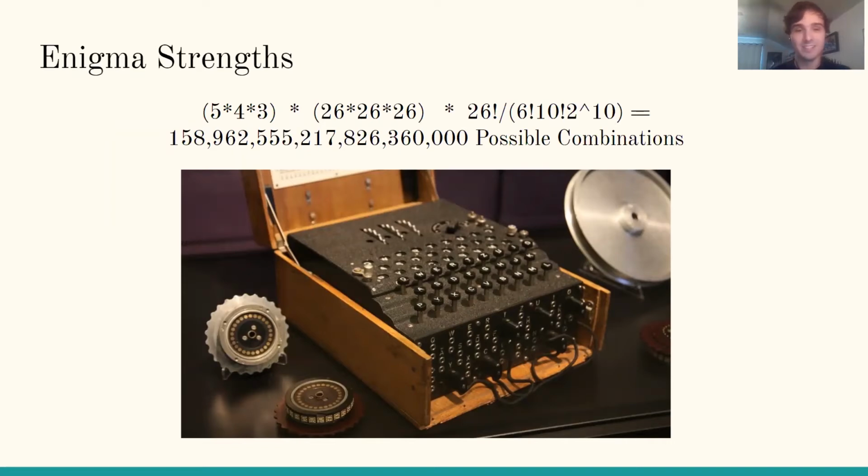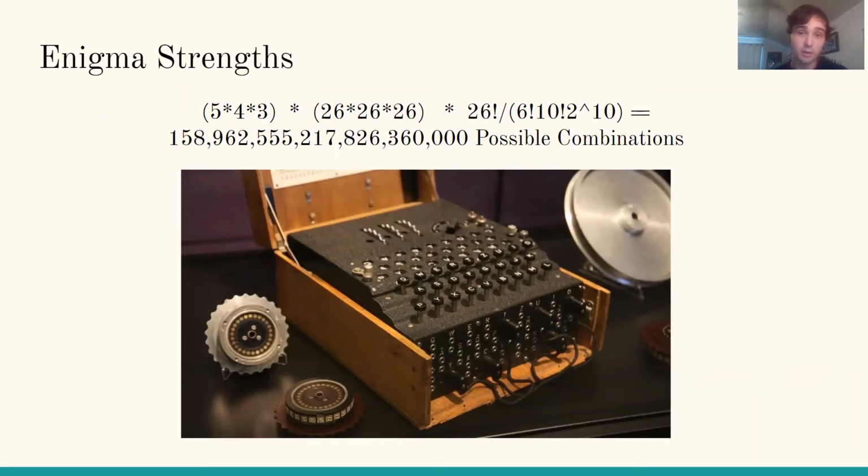What we have here is 5 times 4 times 3, the number of ways you can pick the 3 rotors out of the 5 that are given to you. Then 26 times 26 times 26 is the number of ways you can set those 3 rotors to different settings. And 26 factorial divided by 6 factorial, 10 factorial, and 2 to the 10th is the number of ways you can select 10 pairs of letters from the 26 letters of the alphabet.